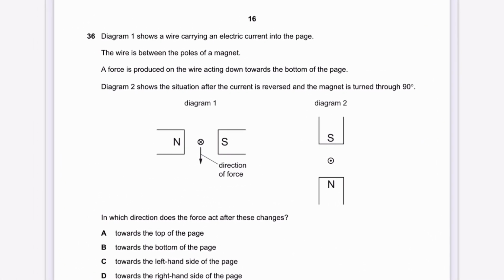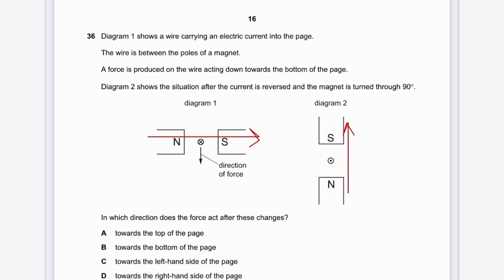36. Diagram 1 shows a wire carrying an electric current into the page. The wire is between the poles of a magnet. So we have a magnetic field going from north to south. This is our magnetic field. Diagram 2, north to south, we have a magnetic field going on here. A force is produced on the wire acting down towards the bottom of the page.